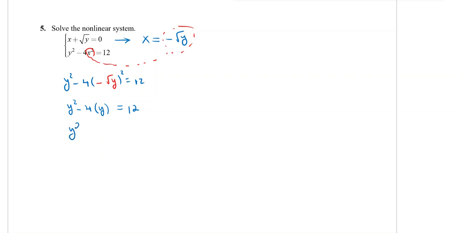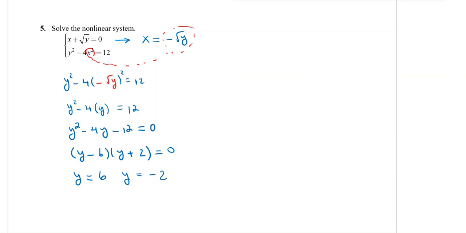This is a quadratic equation. We will subtract 12 from both sides. This can be solved by factoring again. Negative 6 and positive 2 work. They multiply to give you negative 12. When you add them, you get negative 4. Set each factor equal to 0. You get your two solutions, 6 and negative 2.